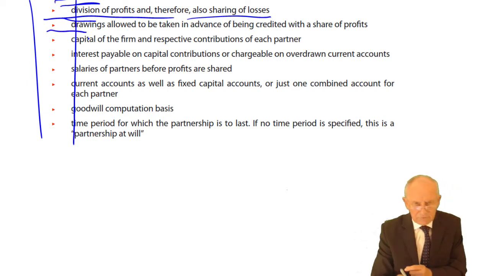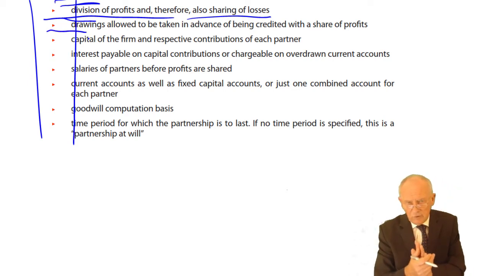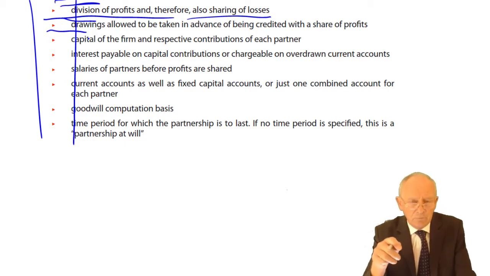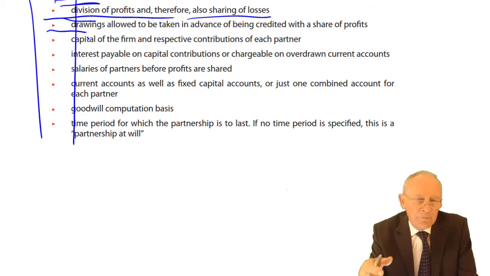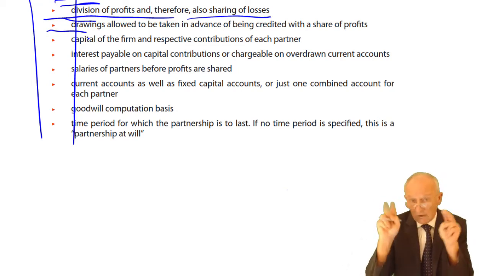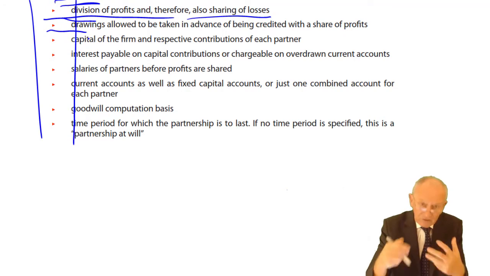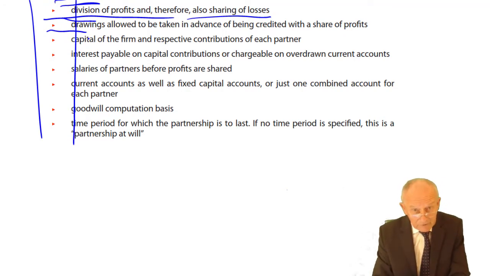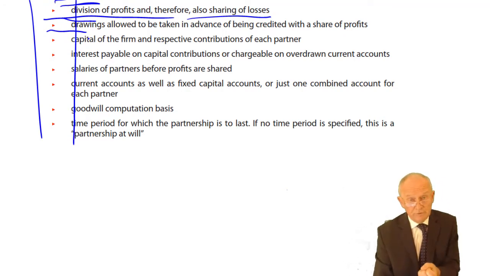Drawings, if you've done F3, you would know about sole proprietors and their drawings. Sole proprietors may take money out by way of salary, but in fact, it's not a salary. It's not an expense of their business. It's an appropriation of profits.